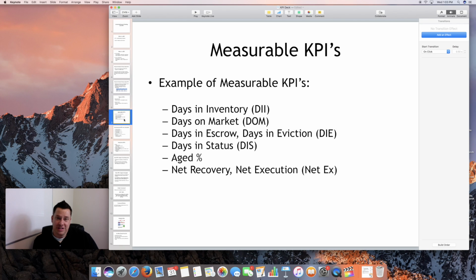Days in escrow, it's funny because these are the exact same. Days in escrow, DIE, and days in eviction, DIE. So you're going to have some different acronyms for each one. Self-explanatory though. After the contract was executed, how long are you in escrow? Days in status, and that's going to measure each specific status. And then aged percentage, what percentage of the portfolio is aged. And then net recovery or net X like we just went through.